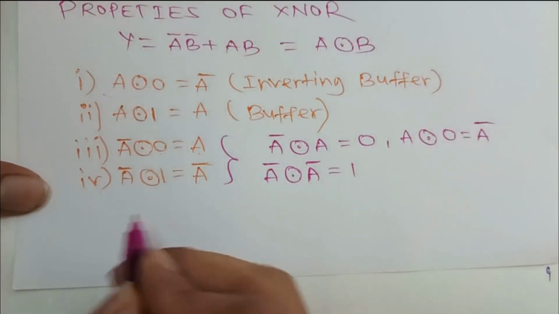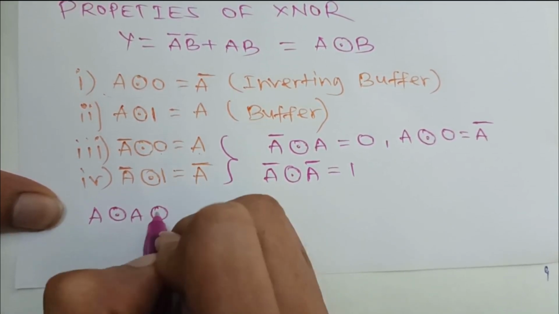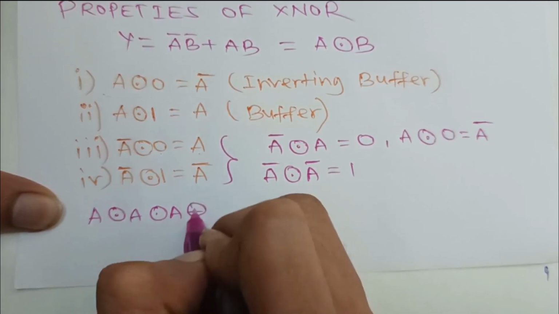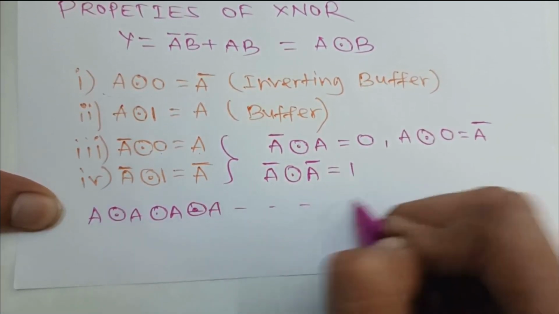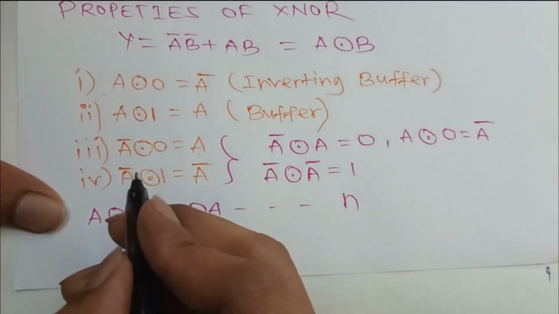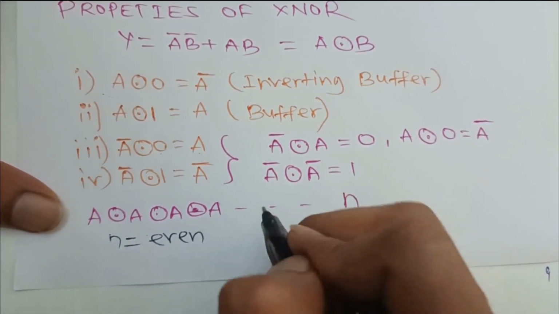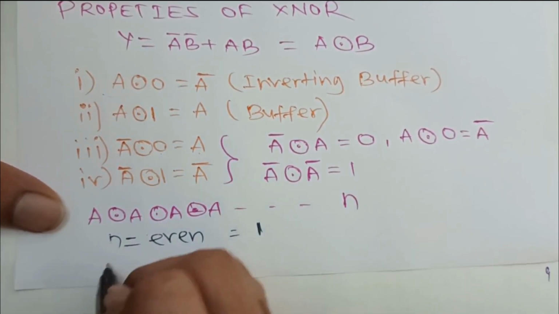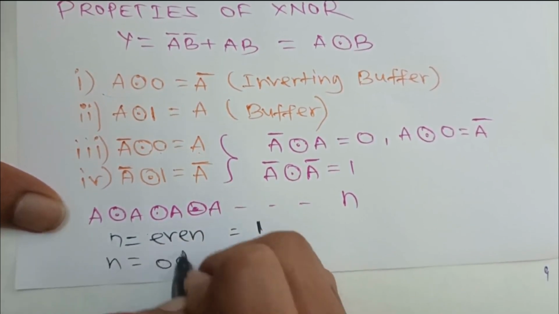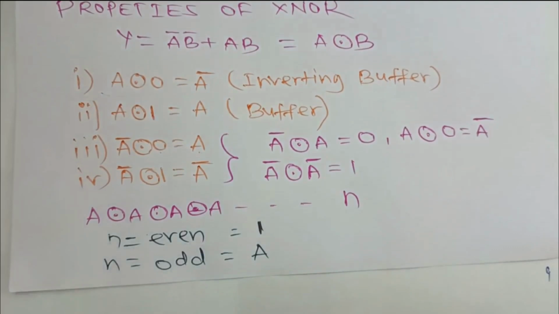Further, if you take a variable XNOR with itself for n times, A XNOR A XNOR A XNOR A like that for n times, then the output is going to depend on n only. If n is even, then the output is going to be 1. If n is odd, then the output is going to be A. So hope this is clear to you all.